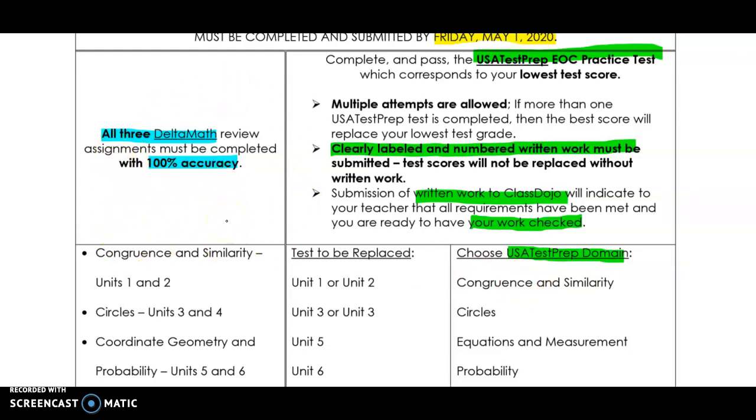If you have questions, email me, but please make sure you watch this video carefully and read the instructions on my blog because they are very detailed.